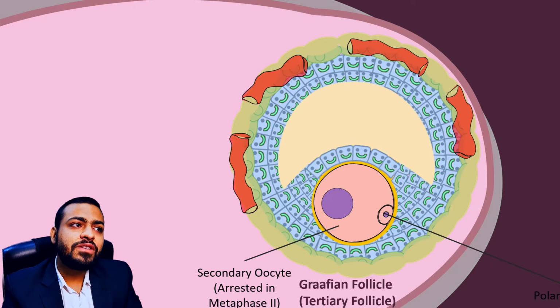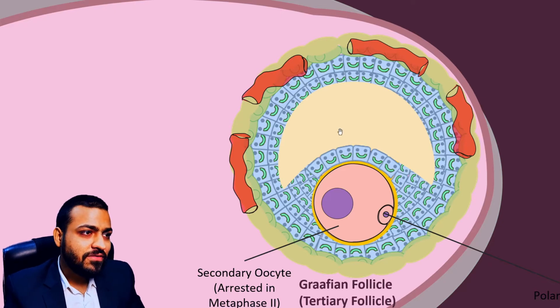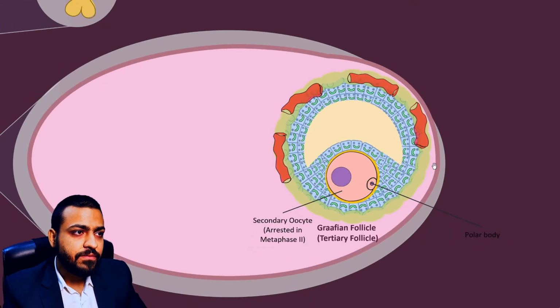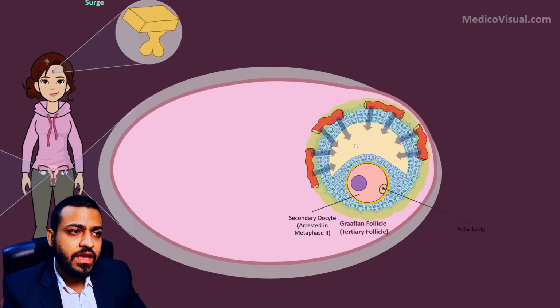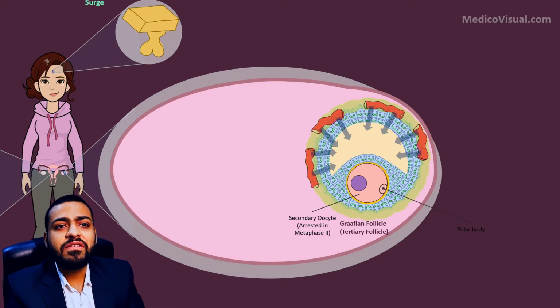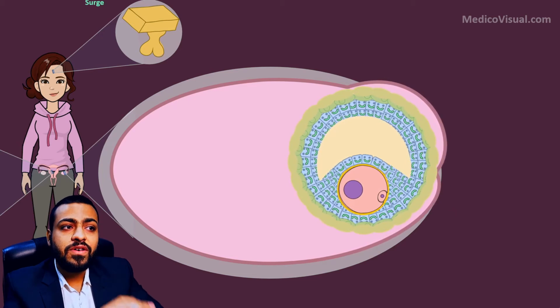So what will happen then? Some fluid will seep out of these blood vessels into the antrum. So naturally this antral fluid or follicular fluid will increase, right? And as it increases, the overall size of the follicle will increase. So the follicle will swell up.